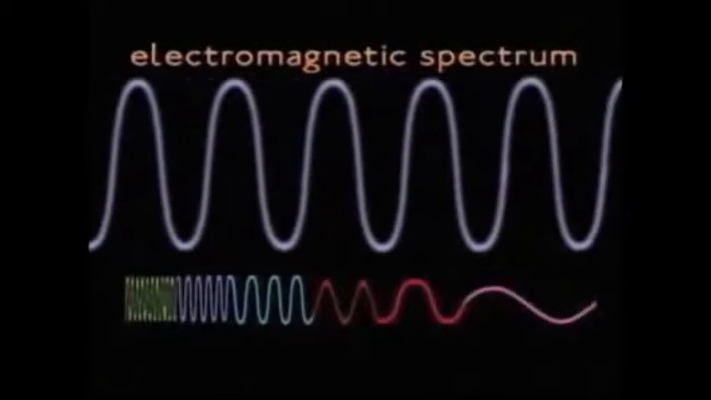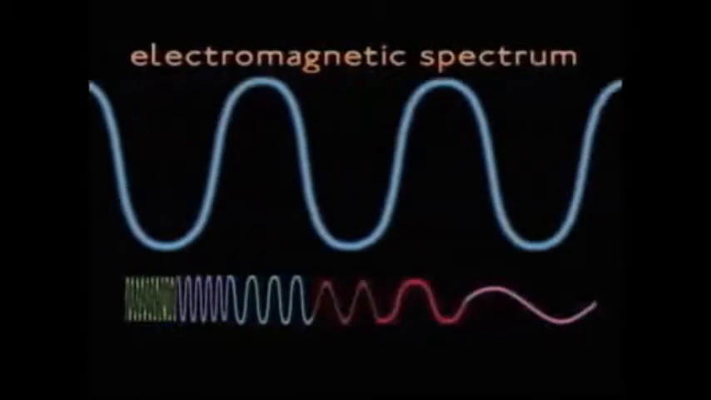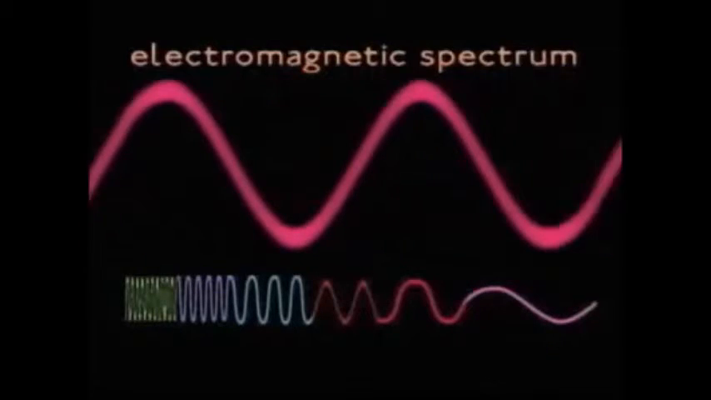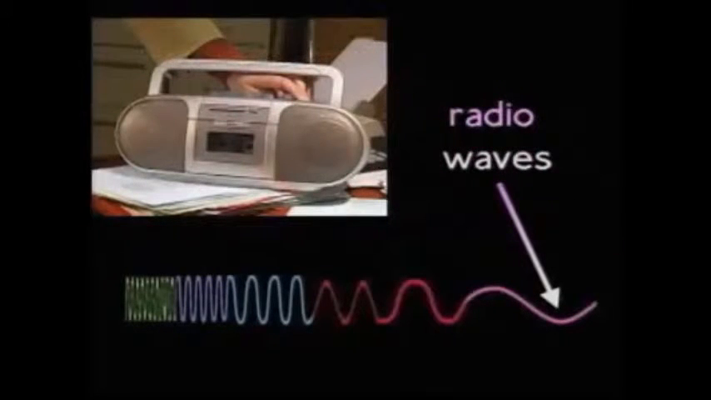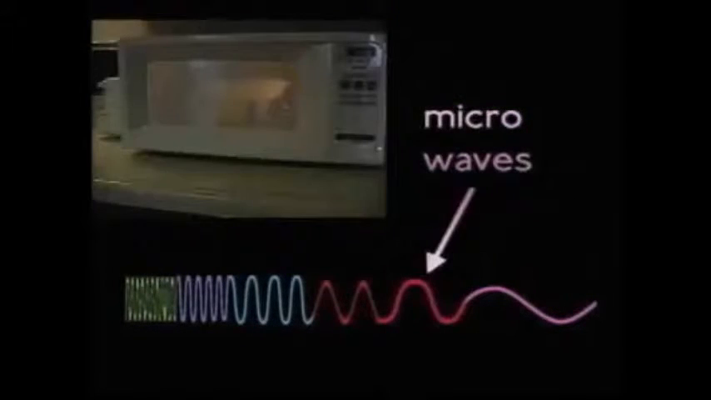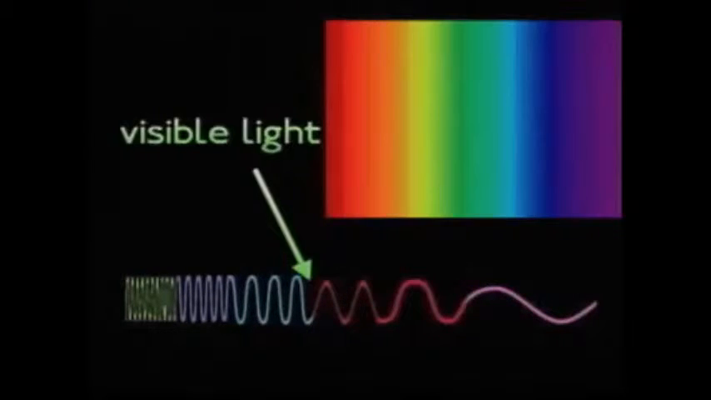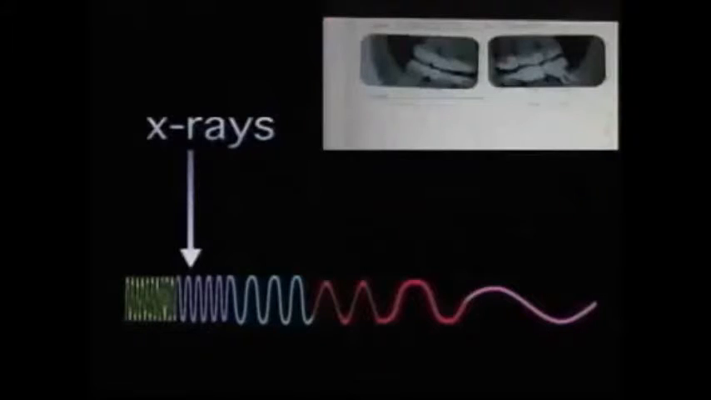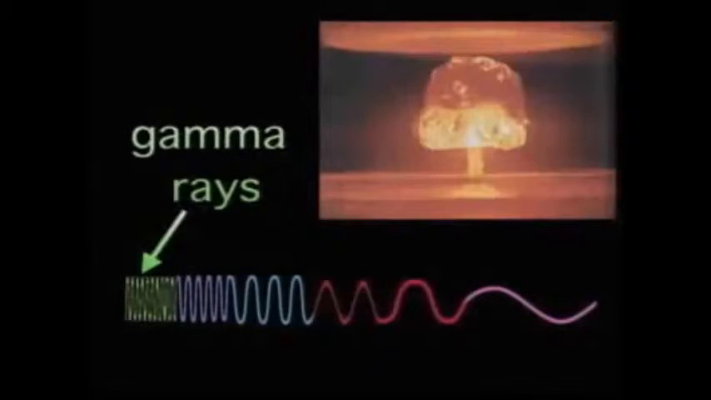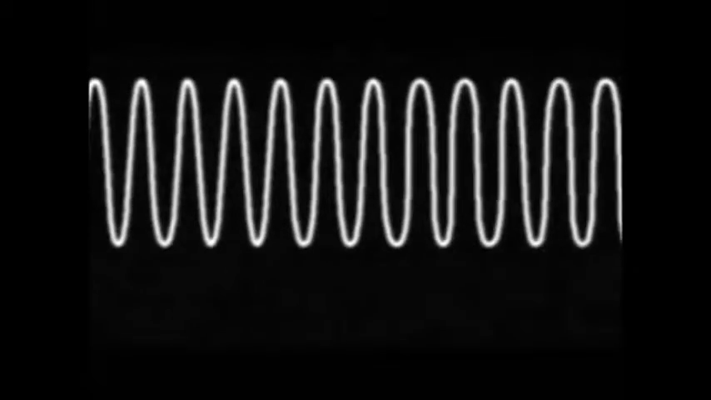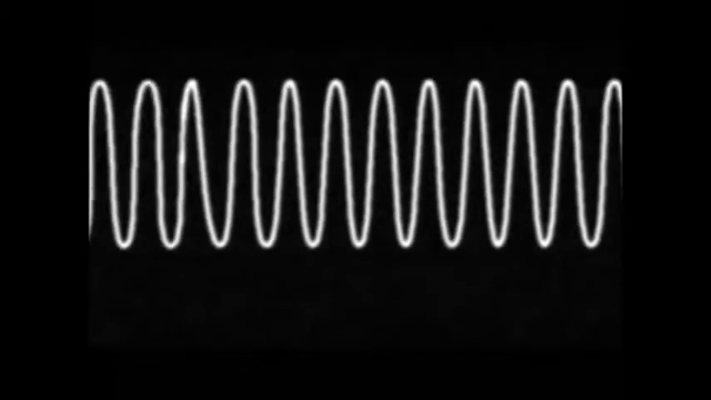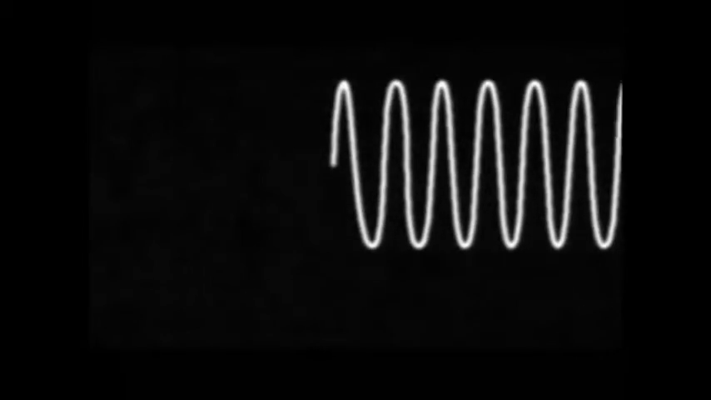Electromagnetic waves are organized into types based on frequency. At one end of the spectrum are radio waves, which have the lowest frequency. The spectrum moves through microwaves, infrared rays, visible light, ultraviolet rays, and X-rays, to gamma rays, which have the highest frequency. As frequency increases, electromagnetic radiation becomes more dangerous to humans and other living creatures.